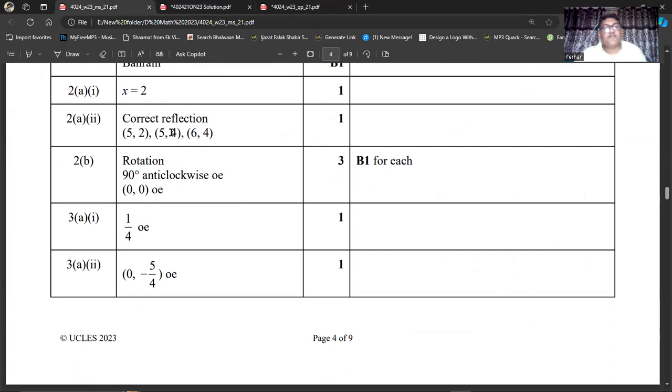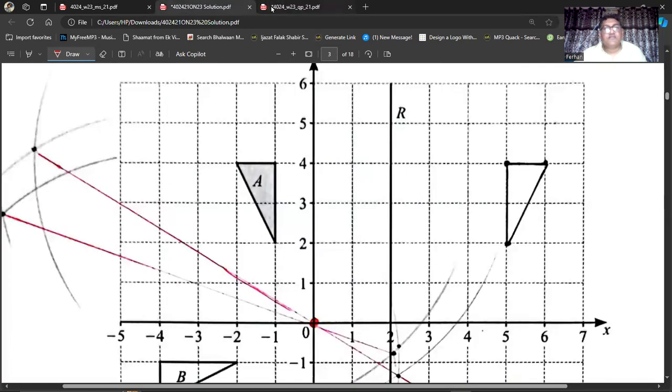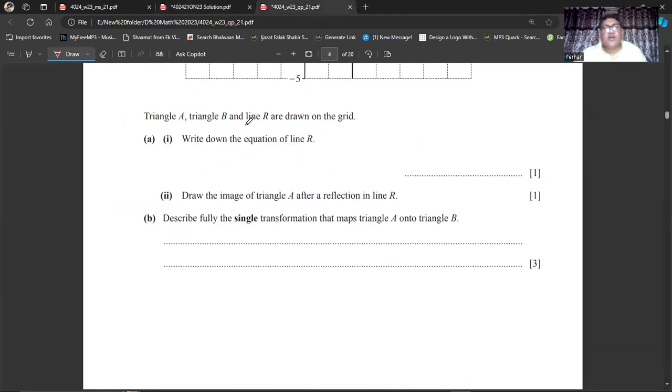So 5, 2, 5, 4, 6, our answer is right. Okay, then he says, describe fully the single transformation that maps the triangle A onto the triangle B.